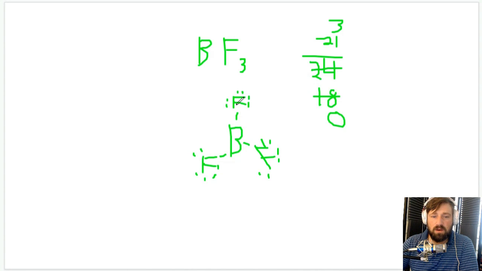Now you see here that boron is electron deficient. It does not have its full octet. But because it's one of these exceptions, boron actually is okay with that. It's perfectly fine with 6.